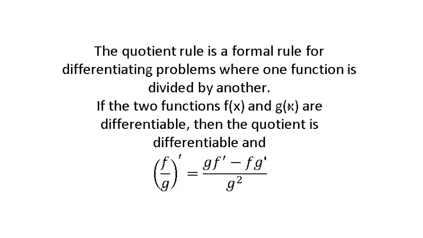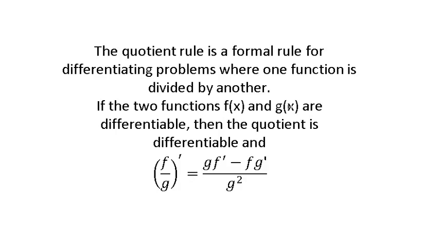Today we will be talking about the quotient rule. We'll start off by going over a formal definition, and then we'll continue on with a couple of examples. The quotient rule is a formal rule for differentiating problems where one function is divided by another.